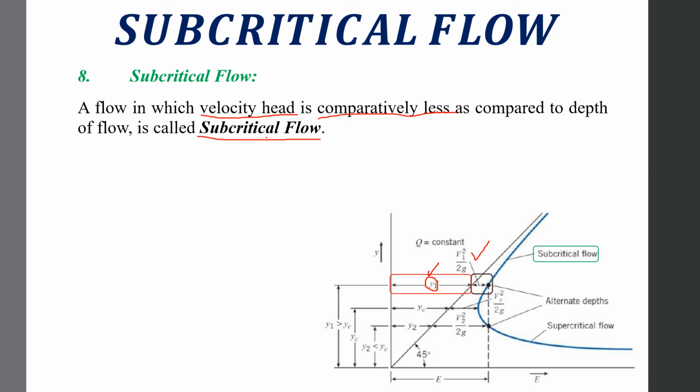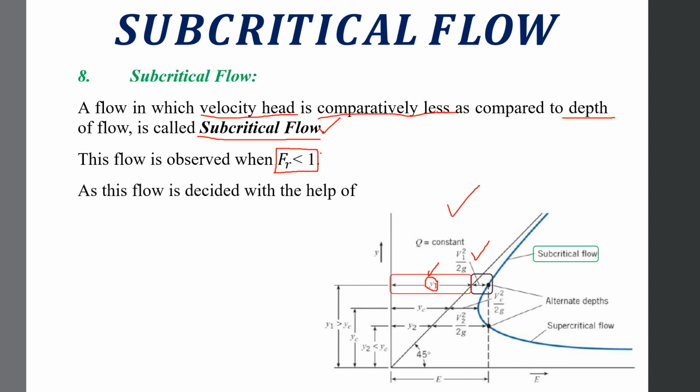Defining this by Froude number is not a good one. That is the numerical indication, not the theoretical indication. The theoretical indication from the specific energy diagram is that any flow in which velocity head is comparatively lower than the depth of flow will be known as subcritical flow. From numerical indication, you can say that when the Froude number is observed to be less than 1 for any flow, then the flow will be called subcritical flow.